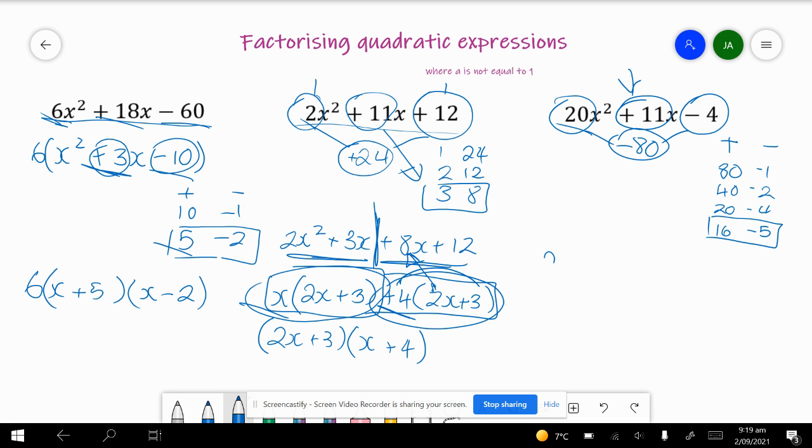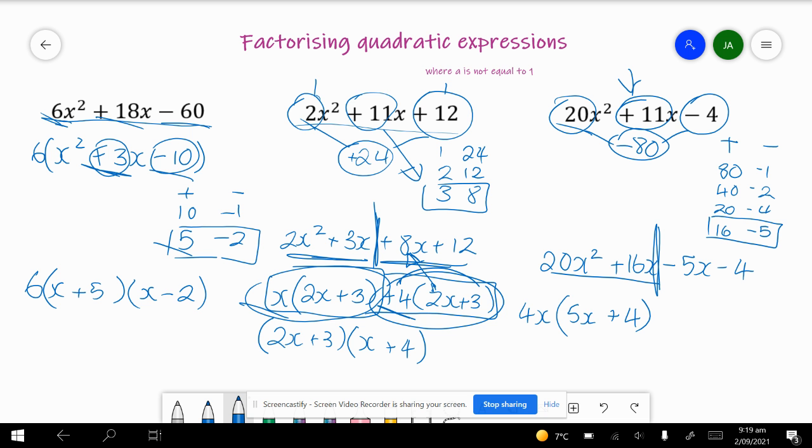So we rewrite it as 20x squared. We're going to split the 11x up, and we're going to write it as plus 16x minus 5x minus 4. We're going to split it in the middle and factorise it. We've also got 4 there as a common factor, so we're going to pull 4 and an x out the front, and therefore we're left with 5x, because 4x times 5x is 20x squared, and we're left with plus 4 here.